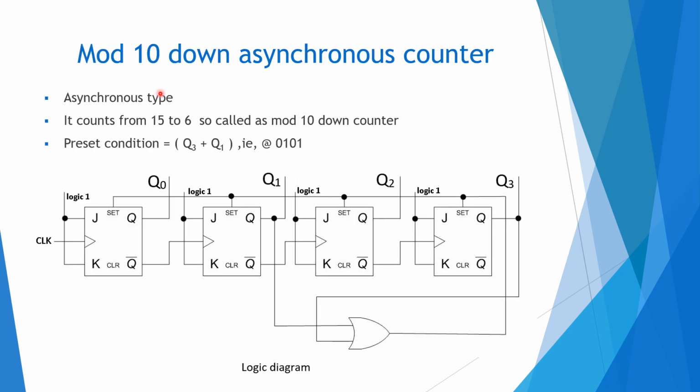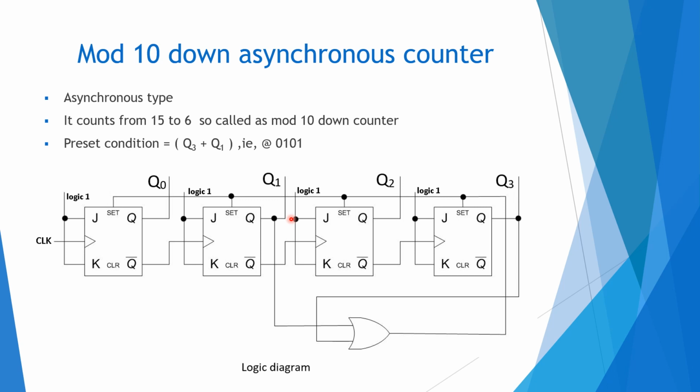So let us now see the mode 10 down asynchronous counter. This is asynchronous type. It counts from 15 to 6, so it is called a mode 10 down counter. There are 10 states for the counter, so it is called a mode 10 down counter. What happens is it counts from 15, then 14, 13, 12, 11, 10, 9, 8, 7, 6, and when it goes to 5, it suddenly gets preset.